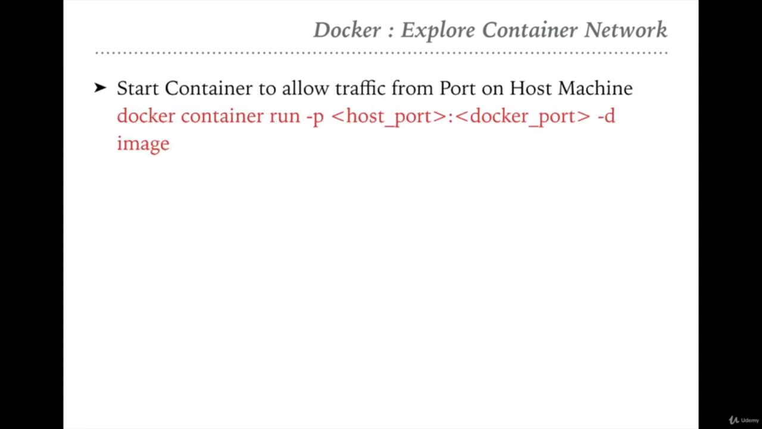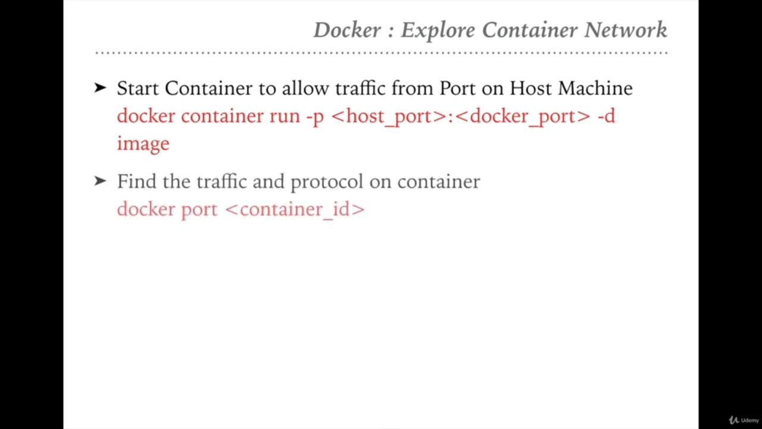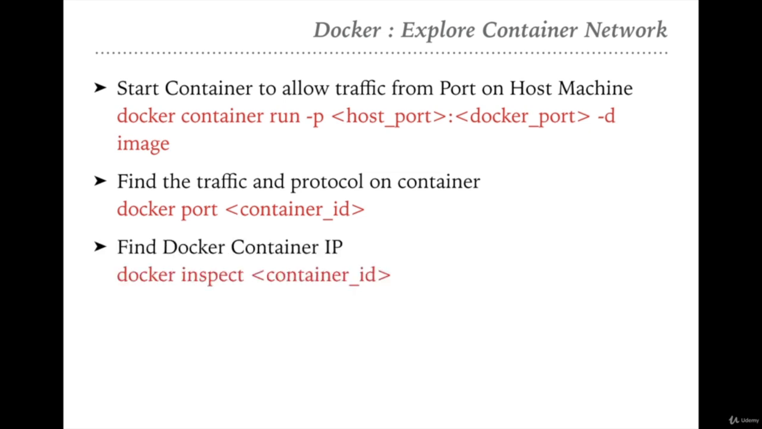So very first, we will start a container to allow traffic from a port on a host machine, right? For this, we will execute the command docker container run hyphen p, then we will define the host port and the docker port. After this, we will start it in detached mode, right? Then we will find out the traffic and protocol. So we will find out which port is allowed to send traffic to a container, which port is allowed to receive the traffic inside the container, and which protocol we will use. After this, we will find out the container IP with the help of the command docker inspect, right?